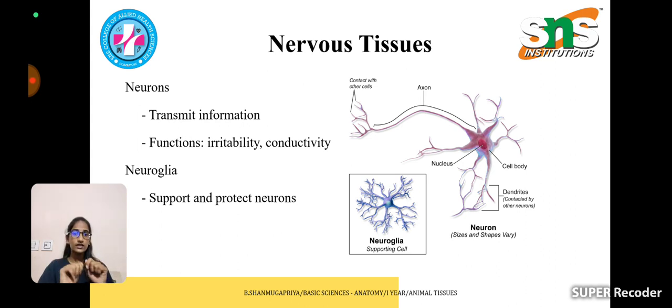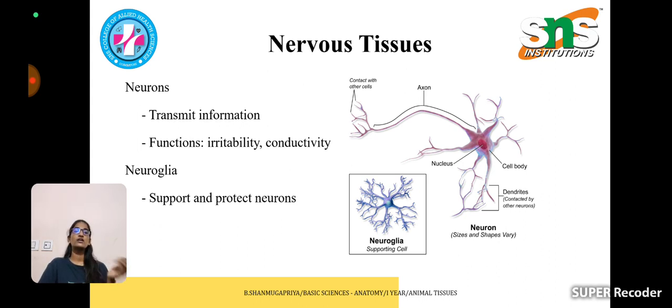Neuroglia is in the box. Neuroglia form the support structure of nervous tissue, insulating and protecting neurons. They are astrocytes, oligodendrocytes, microglia, and ependymal cells. So the main function of neuron is to transmit information, irritability, and conductivity.